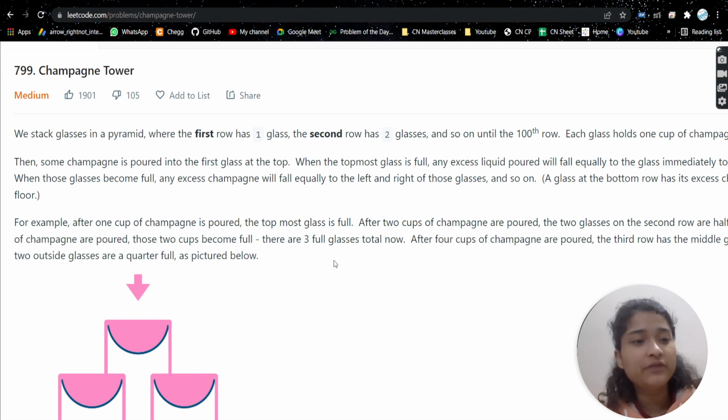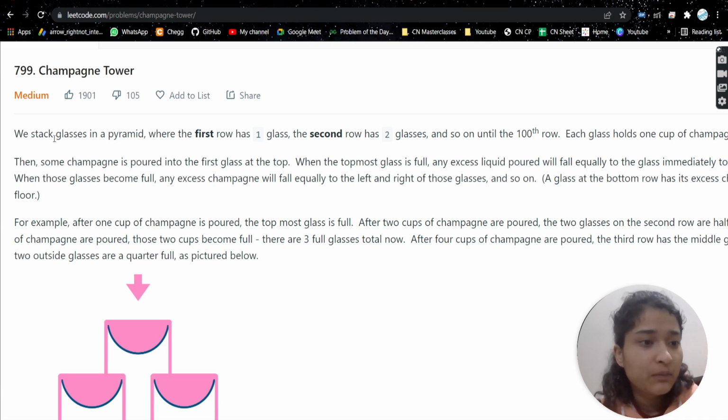So without any further ado, let's get started. So the problem is Champagne Tower. Guys, it's very important to see how we can approach this problem, right? So we will focus more on the approach, then we will do a dry run and then we'll see the code. So let's see how, after reading the problem statement, we can think of the approach.